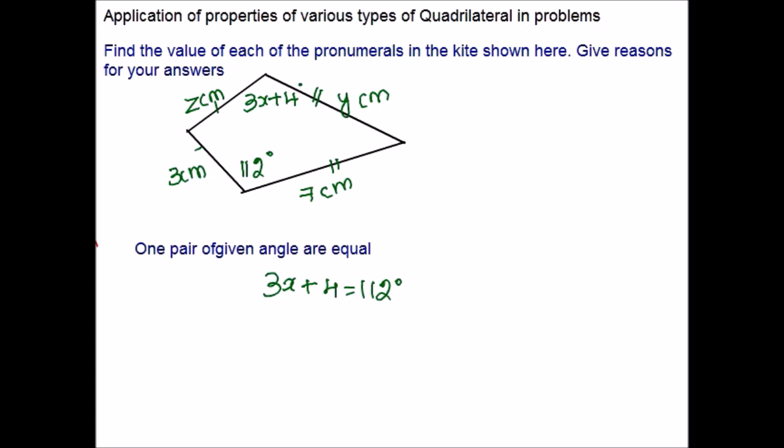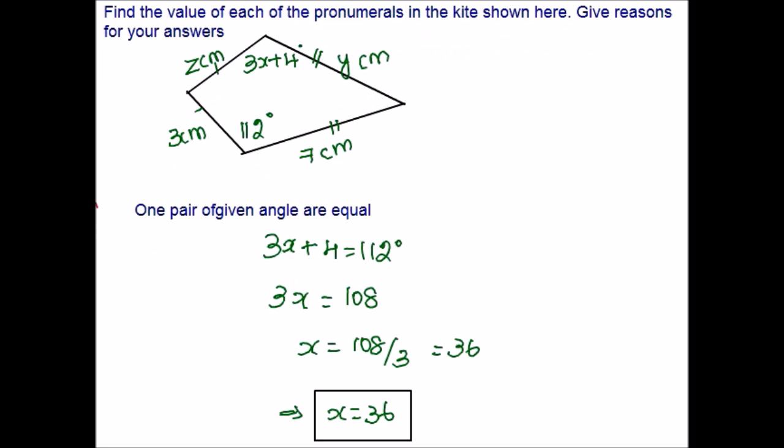Subtract 4 from both these sides. Divide both these sides by 3. So you'll get the x value. We are just asked to find the x value. In case you are asked to find the opposite angle, you can plug the x value back in and find what it is. Or you can straight away say that it will be equal to 112. Please read the question and read the directions carefully.